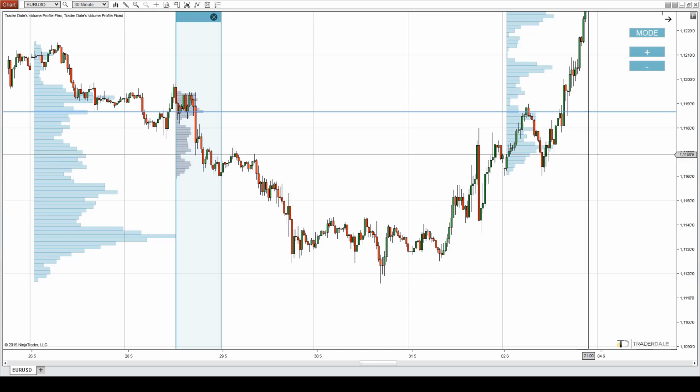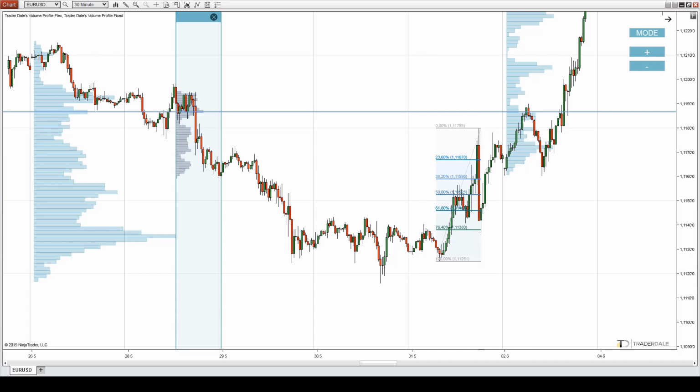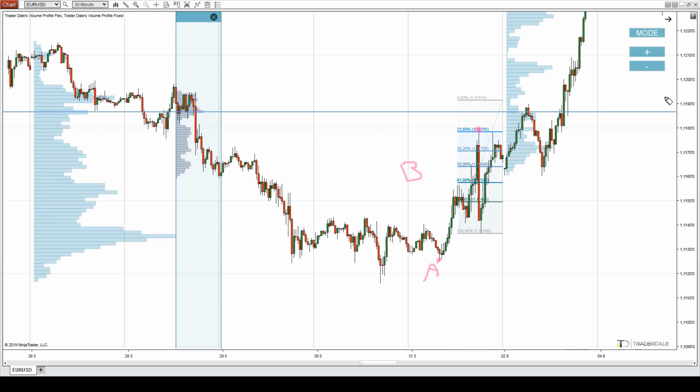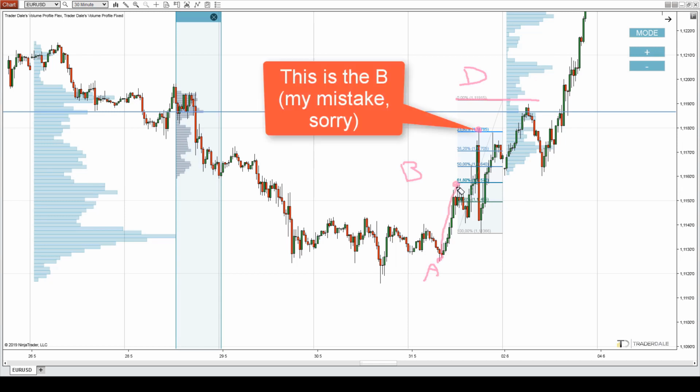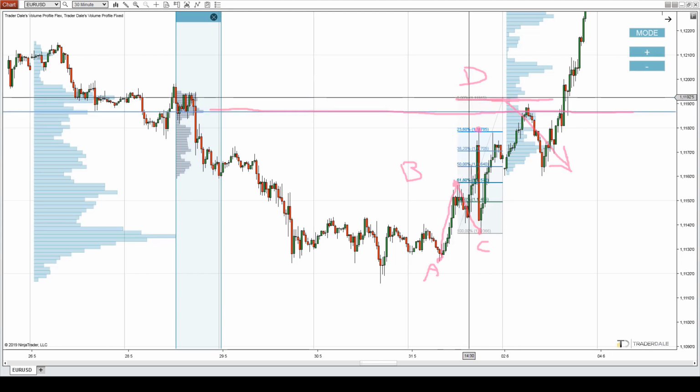And what is also very nice about it is the ABCD setup. This is point A. This is point B. Now you move it like this. This is point D. All right, so from A to B to C to D. This strategy tells you to go short from this level. It's very close to our level, which is in here. Those two levels are 5 pips apart.